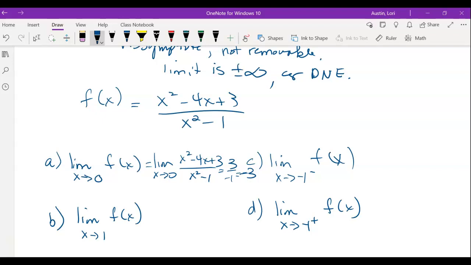Okay, but to do the next one, we have an issue. You can see right away, you can't just plug in 1 to that problem. So to do that, let's come up here and let's manipulate this a little bit before we even put a limit sign in front of it. In other words, let's see what this looks like factored. What's x squared minus 4x plus 3 factored?